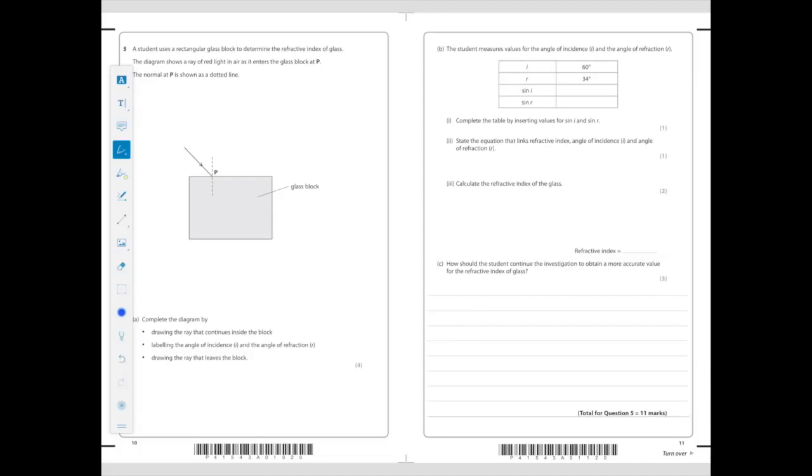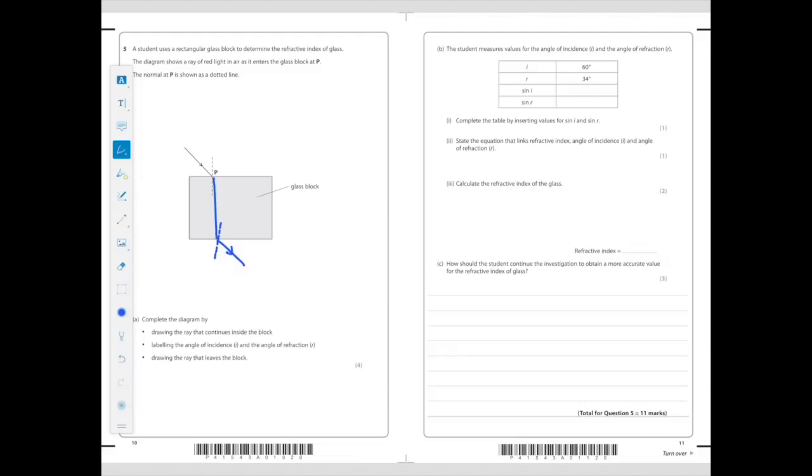So use your ruler here and a pencil. Remember, as it enters the block, it enters a more dense medium, so it bends towards the normal, which is why I'm doing it here. We need to draw a second normal line down here. Try and draw that more straight than I have. And then remember, as the ray leaves, it is again parallel to the ray that came in, which is why I'm doing it at this angle.